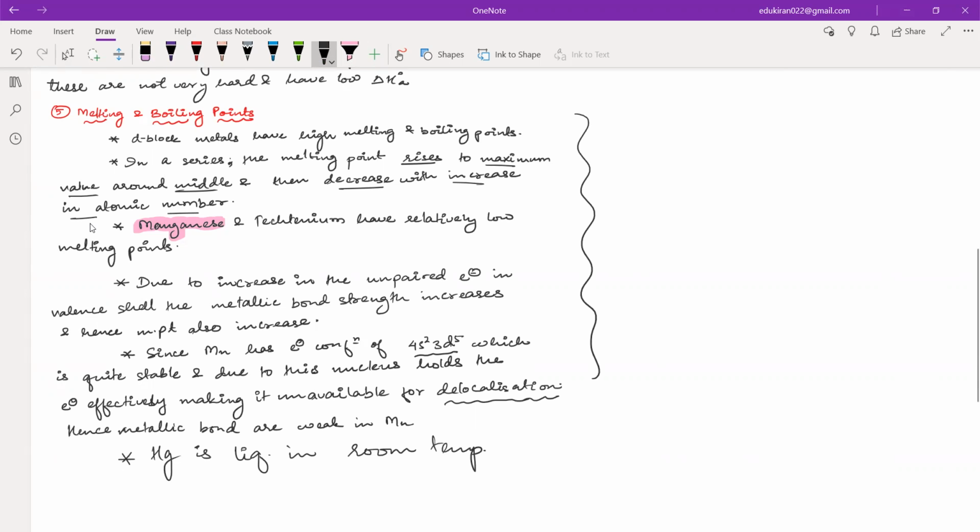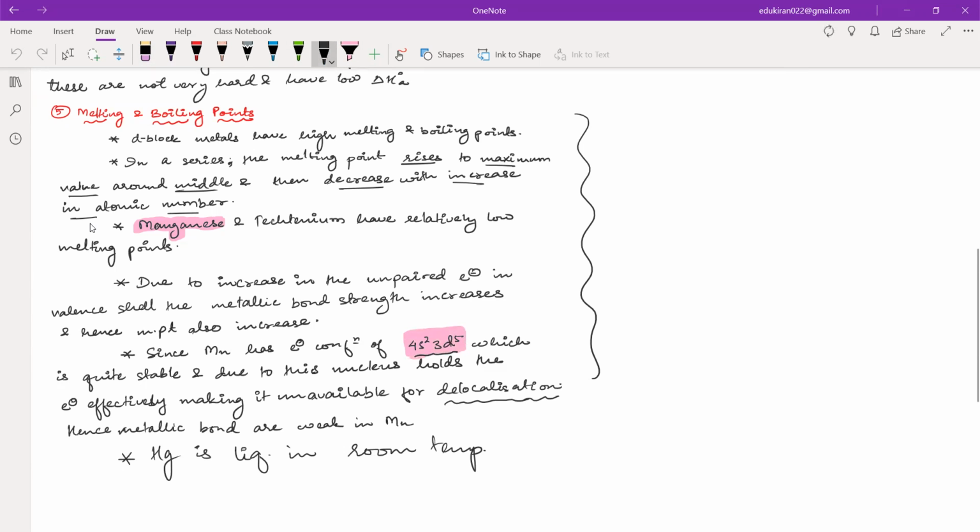Manganese, yes. So manganese has a stable electronic configuration. That is the first thing, that it is 4s2 3d5. So do you understand why it is stable? This configuration is stable, right? Why? Because it has only one unpaired electron. No, there is not one unpaired electron here. There are 5 unpaired electrons, but that is not the reason for stability.